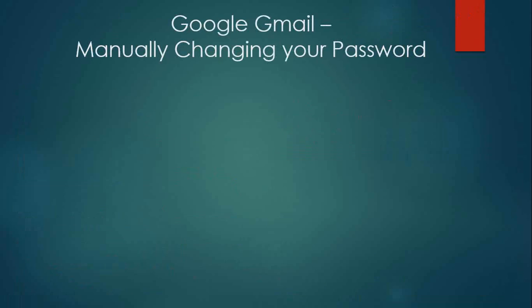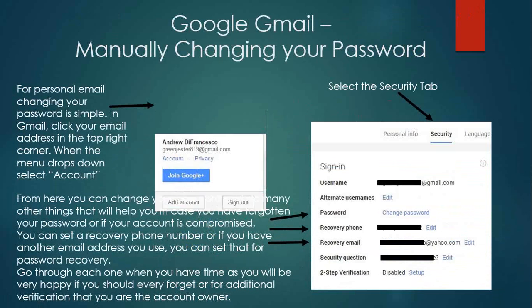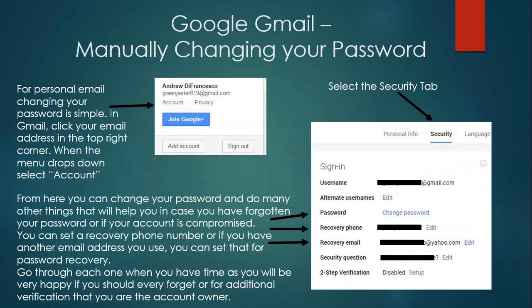I'm now going to show you how to change your password in Google Gmail. For personal email, changing your password is simple. In Gmail, click your email address in the top right corner. When the menu drops down, select Account. Here's a picture taken from my Gmail account. Note, next to Privacy it says Account.